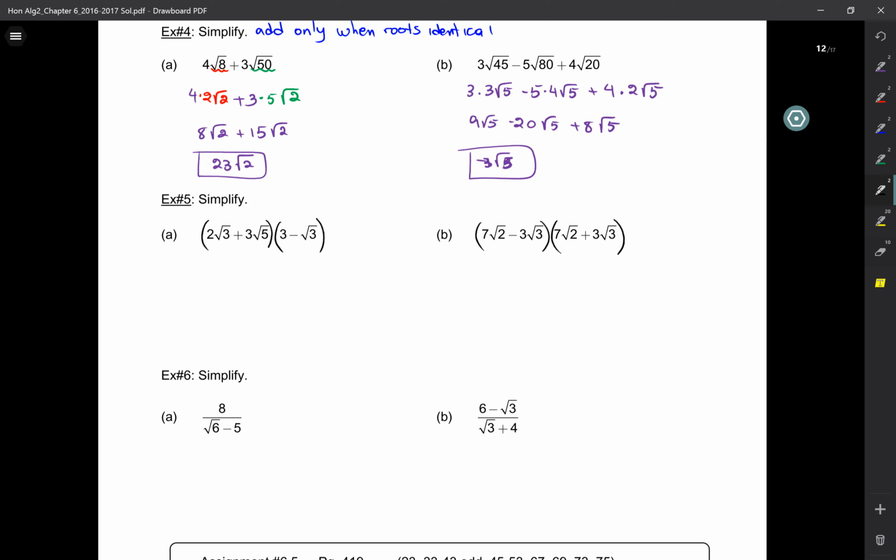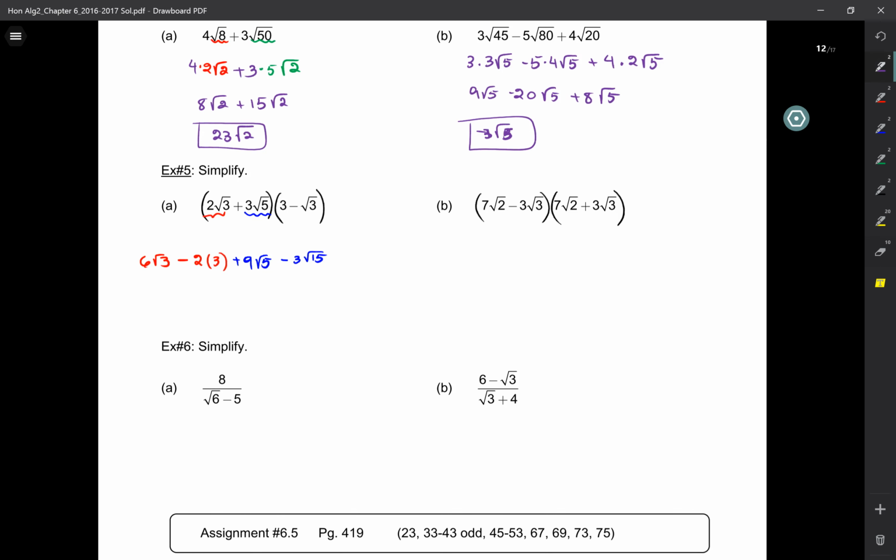You distribute the 2 root 3 to everyone, and then you distribute the 3 root 5 to everybody. So, distributing the 2 root 3 to everybody in the second parenthesis, I get 6 root 3, and then I have 2 root 3 times negative root 3. That's negative 2 times what? 3. Then the 3 root 5, distribute to the 3, I get 9 root 5. Then distribute to the negative root 3, so it's negative 3 root 15. Okay? So let's see. Is there anything to simplify here?